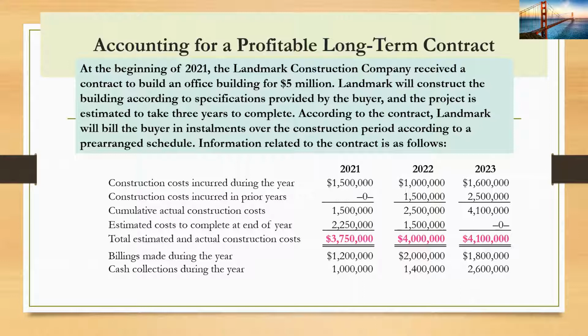According to the contract, Landmark will bill the buyer in installments over the construction period according to a prearranged schedule. The information is on the screen for 2021, 22, and 23. The construction costs incurred during the year 2021 is 1.5 million, 22 is 1 million, and 2023, 1.6 million. The total estimated and actual construction costs will be $3,750,000 for 2021. For 22, it will be 4 million, and for 2023, 4.1.